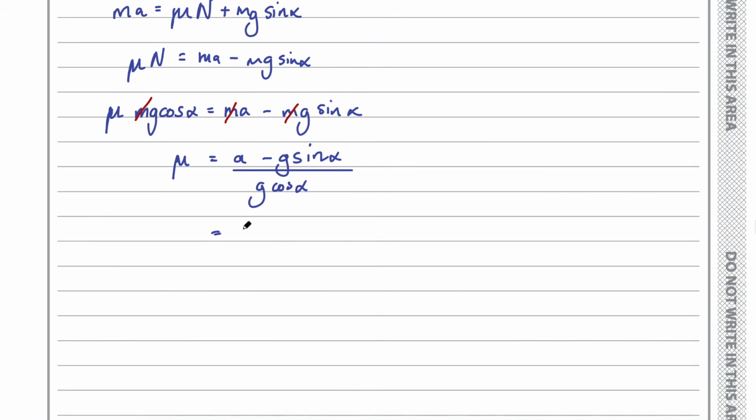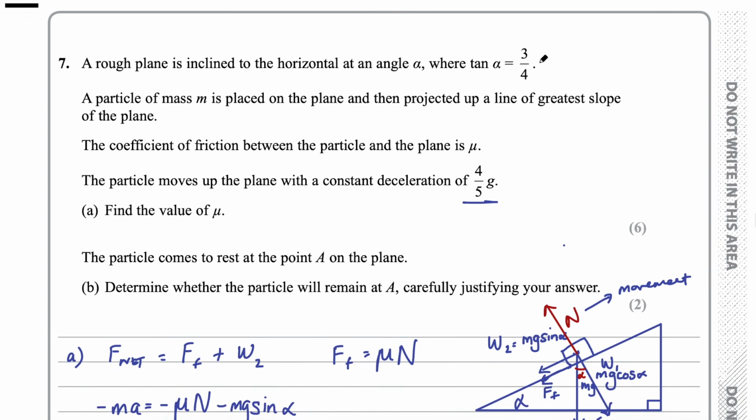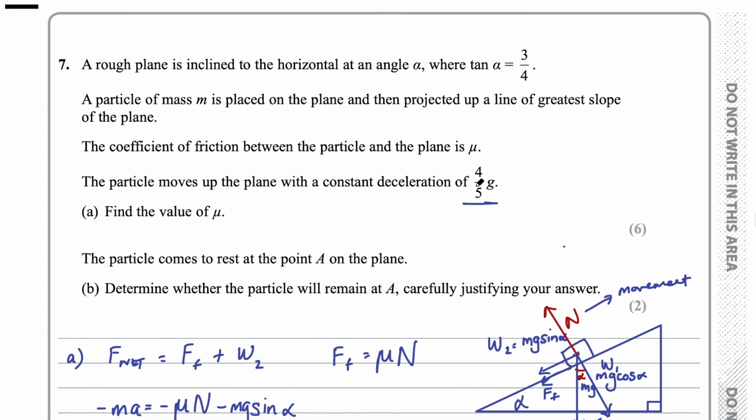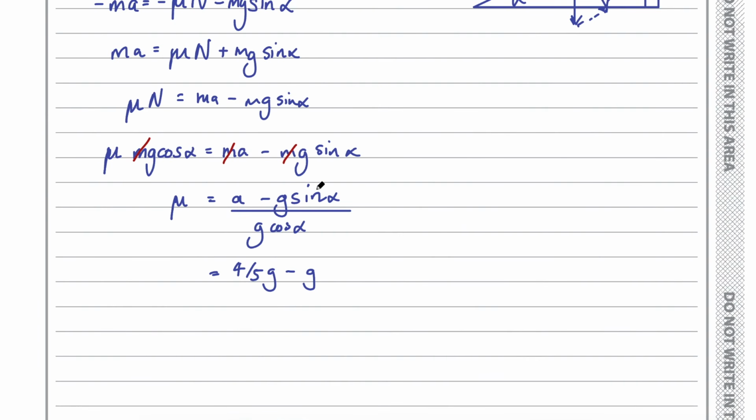Now I have a, the deceleration, which was 4 on 5 g, and I need to work out the sine alpha and cosine alpha. Luckily, in the question, remember they tell us tan alpha equals 3 on 4, so we're going to be able to use that fact to find sine alpha and cosine alpha. So let's draw a quick right angle triangle to illustrate what I'm talking about. All right, so here's our little right angle triangle. We've got alpha in the corner, and we're told that tan alpha equals 3 on 4.